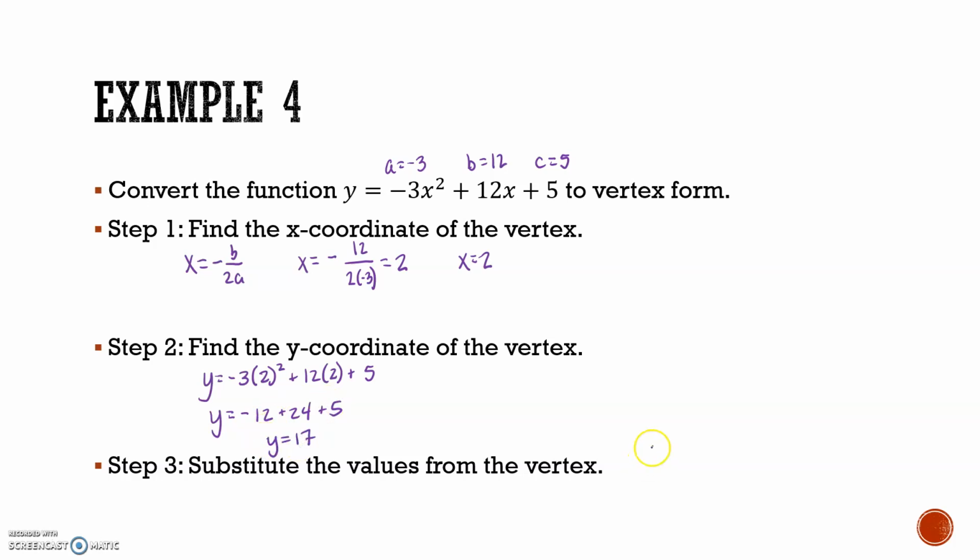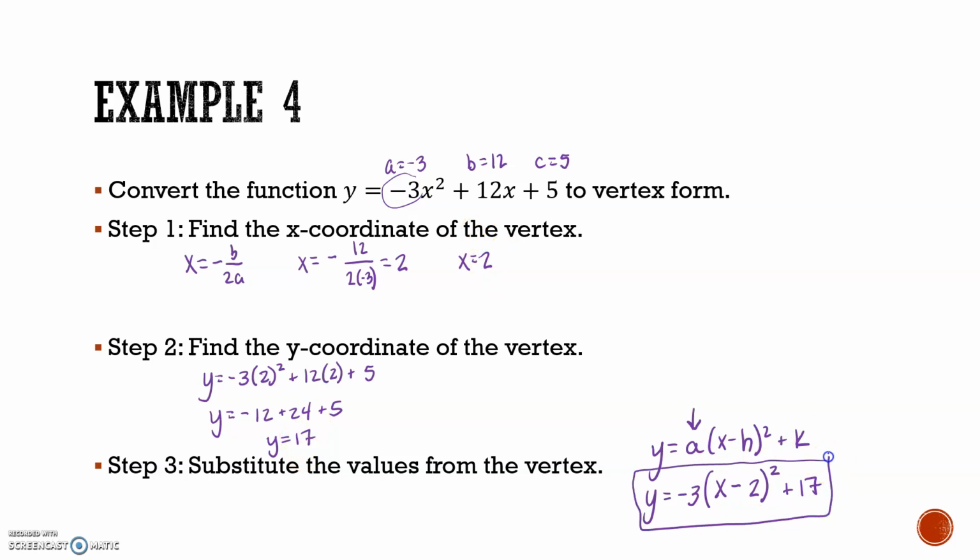And now, if we think about it this way, we've got the formula for vertex form looks like this. I know what a is because I have it up here. This a value is going to get brought down, so I'm going to have y equals negative 3, and then x minus the x-coordinate squared, and then plus 17 for the y-coordinate, because the sign stays the same for the y, changes for the x. And this would be the equation in vertex form from standard form. So that's what we're going to look at with vertex form today.